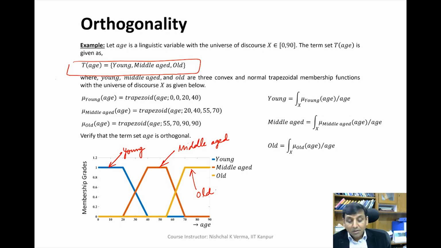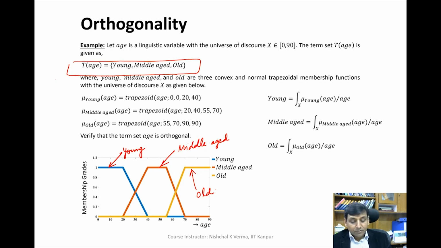So the young fuzzy set has a trapezoidal membership function, and middle-aged also has a trapezoidal membership function, and for old also we have trapezoidal as the membership function. But young and old are open trapezoidal. Young has left open trapezoidal, old is right open trapezoidal.